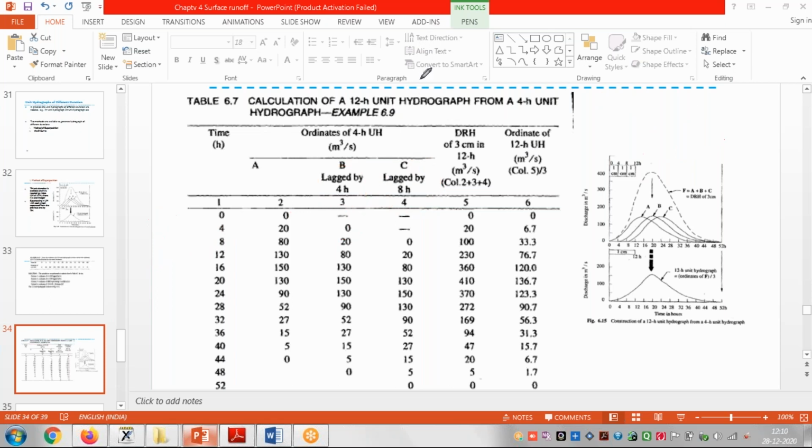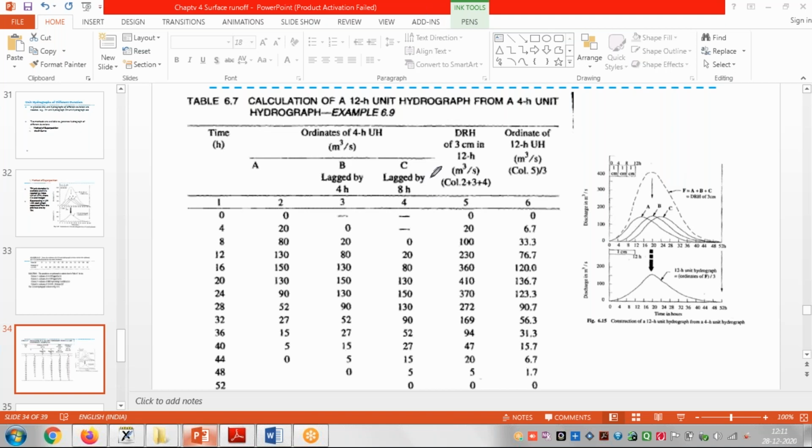Is it okay? Yes, student, is it okay? Lagged by means we are drawing the same graph, but after 4 hours. We are drawing the same graph, but after 8 hours.